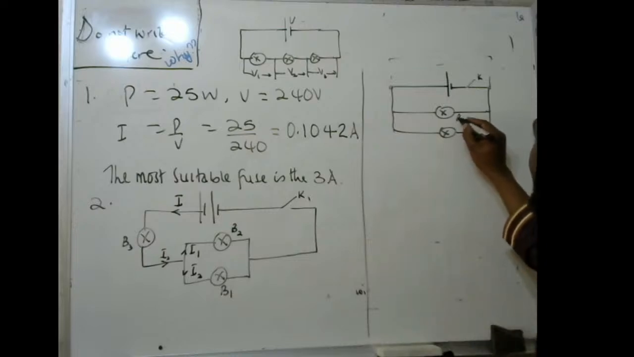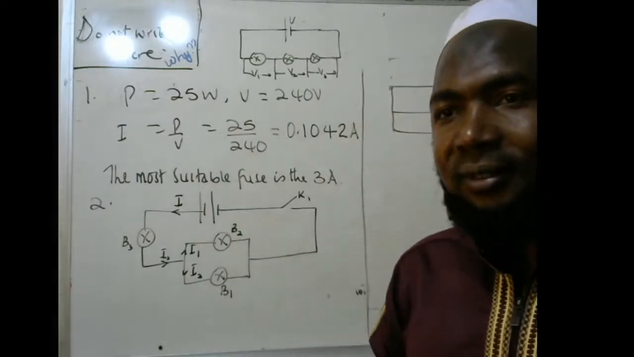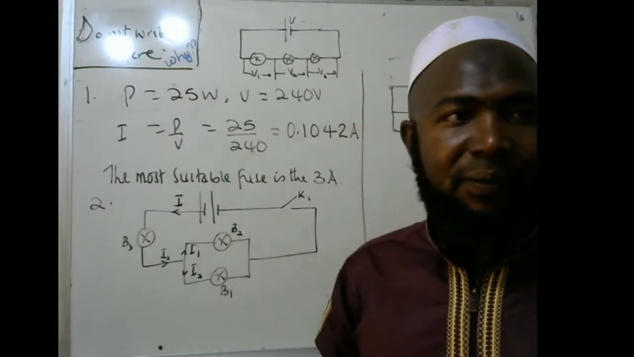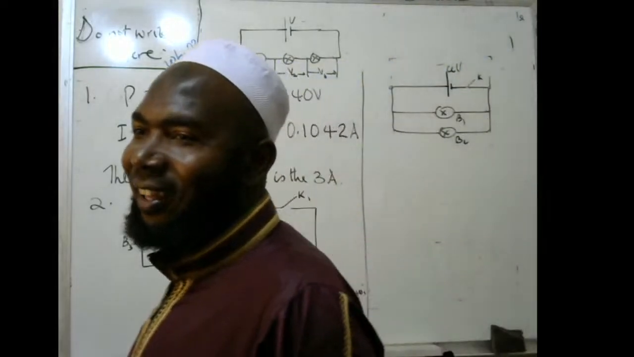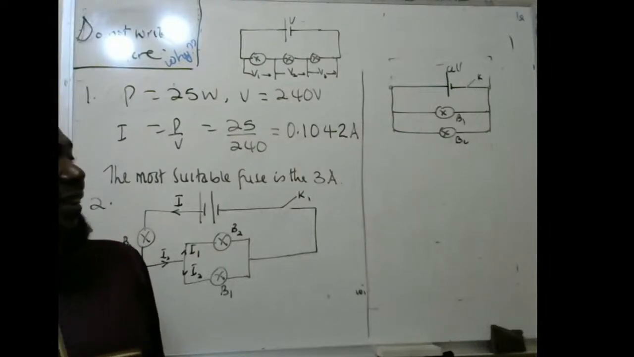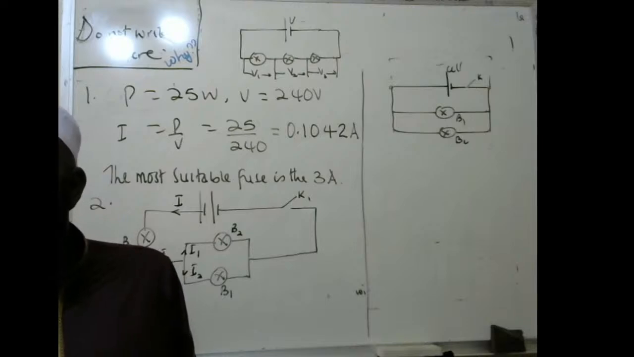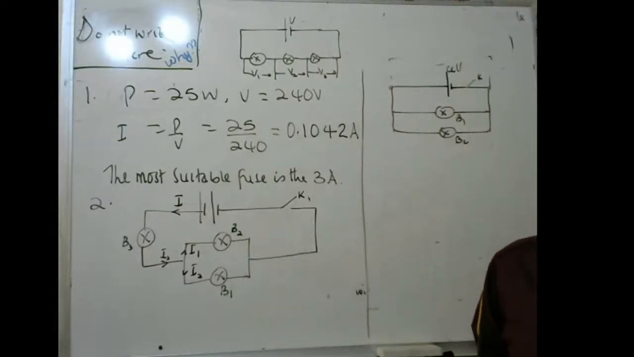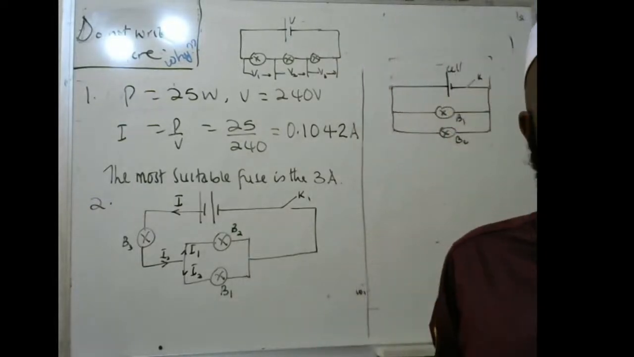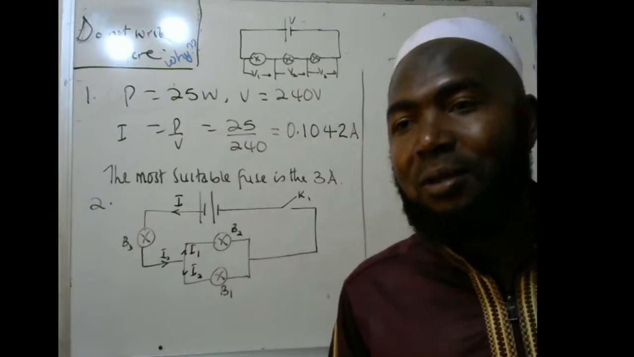Bulbs B1, B2, and then the switch, this is the cell. So what's that? Switch is good. How will it now give brightness when it is open? Before and after, but the question was saying after. It's because we are saying maximum brightness. So that means our switch must be closed to give maximum brightness.